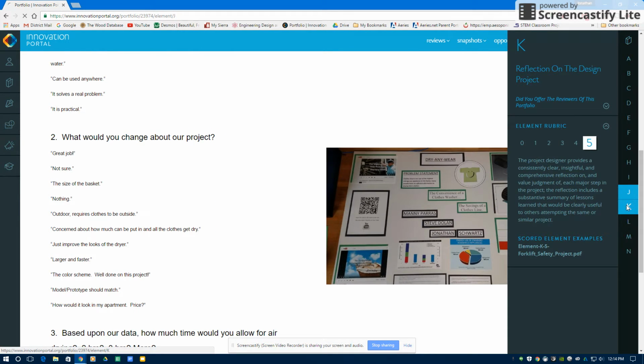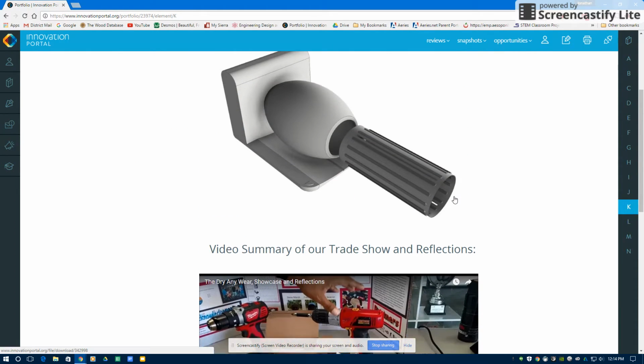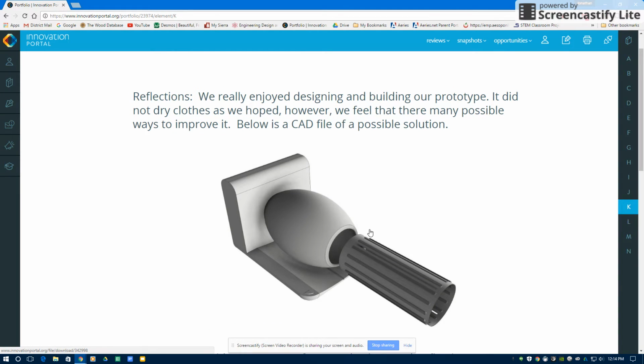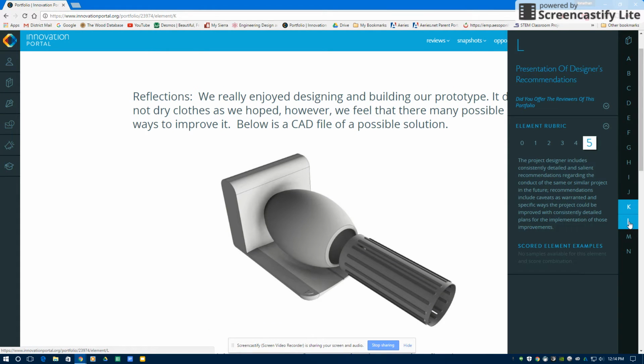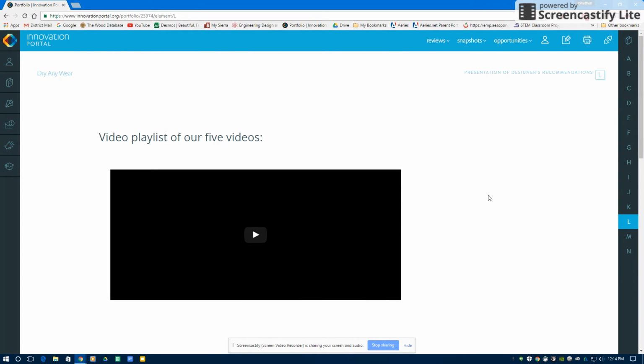And then K is reflection on how the whole project went. This was another idea we had that maybe if we pursued it, we would go this way. L is the overview. So that's really your design portfolio, your innovation portal. You're going to do yours in Google Docs, but it should have all of those pages in it.